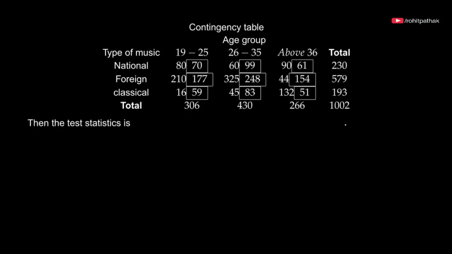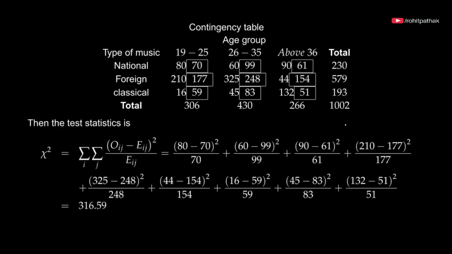Once you have prepared this contingency table, you should apply the chi-square test. The chi-square statistic is obtained by taking the difference 80 minus 70 whole square divided by 70. Similarly, 60 minus 99 whole square divided by 99, 90 minus 61 whole square divided by 61, and so on. We prepare this sum, and we find that this sum is 316.59.